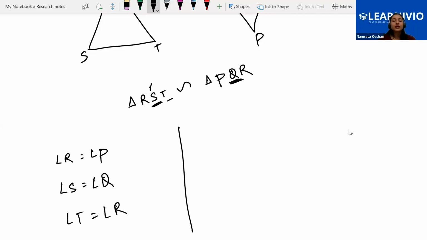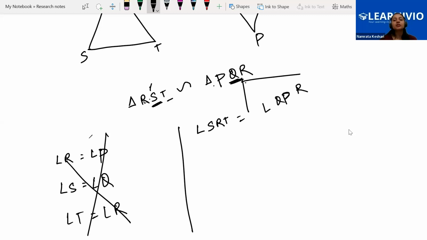That's why we say don't write the name like this; write the name properly. Angle R from here means R will be in the middle, and S and T here and there. Angle R is equal to angle P from there. So P will be sitting in the middle, and Q and R we will write one on the left, another on the right. This is how we will name.